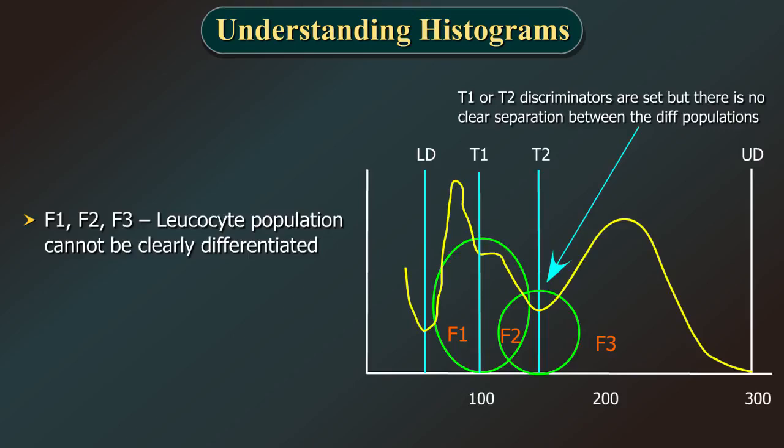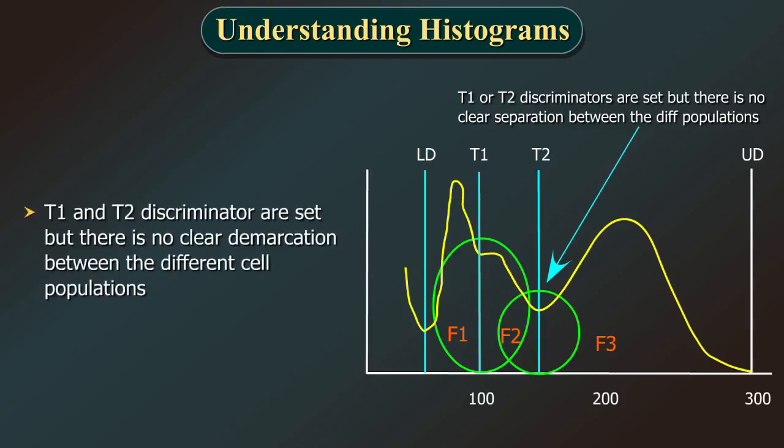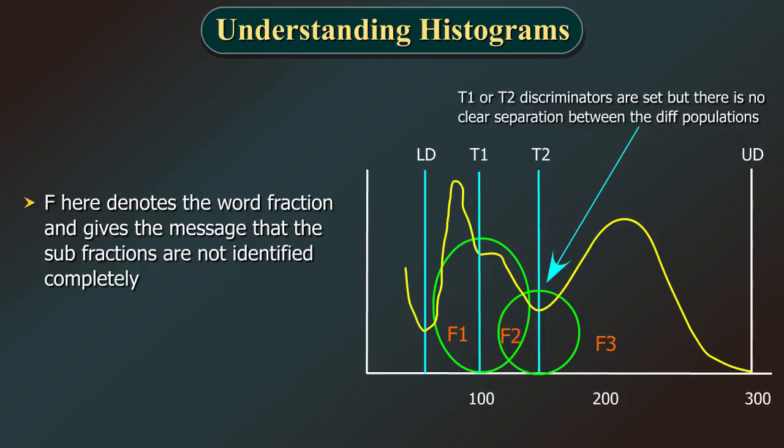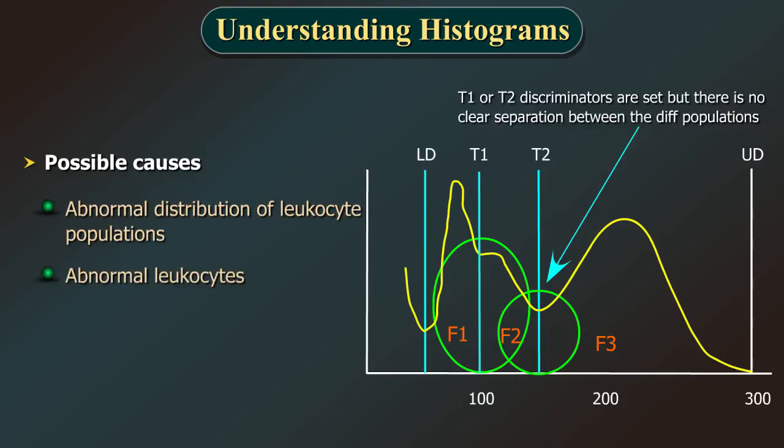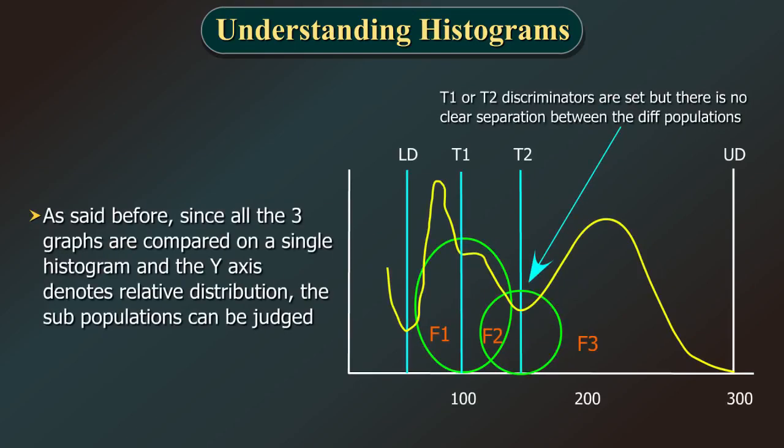F1, F2, F3. Leukocyte populations cannot be clearly differentiated. The T1 and T2 discriminators are set, but there is no clear demarcation between the different cell populations. F here denotes the word fraction and gives the message that the subfractions are not identified completely. The possible cause? Abnormal distribution of leukocyte populations and abnormal leukocytes. As said before, since all the three graphs are compared on a single histogram and the y-axis denotes relative distribution, the subpopulations can be judged.